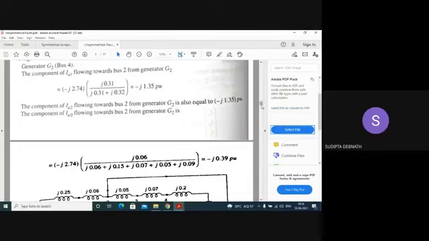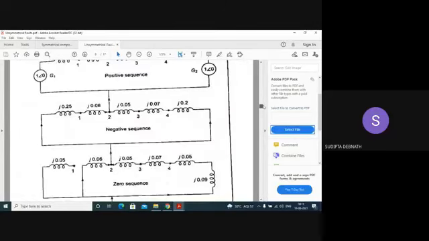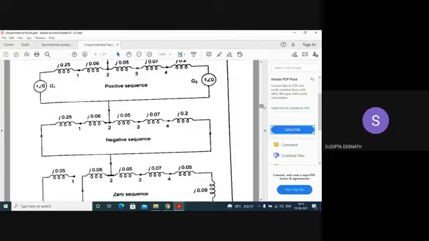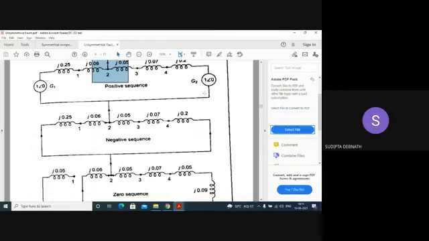So we have found out all the currents that are contributed to the fault current by the generator G2. And as I told you, whatever current is coming at this point from this side, that will be the current supplied by G2. That current directly comes here because there is no phase shift here. Now let us go to the next part.